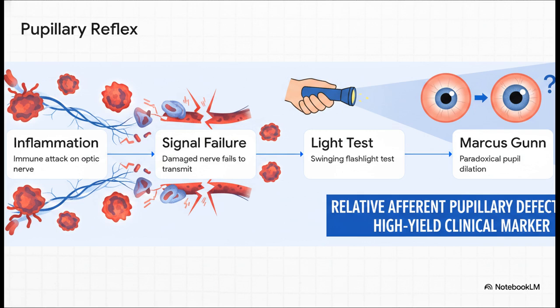So during the swinging flashlight test, when you move the light from the normal eye to the affected eye, it triggers a paradoxical response. Both pupils visibly dilate instead of constricting. This is the relative afferent pupillary defect, or the Marcus-Gunn pupil. It's a massive, high-yield clinical marker. You absolutely have to know this.